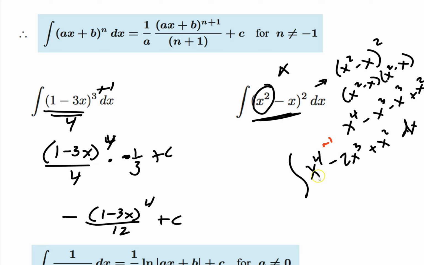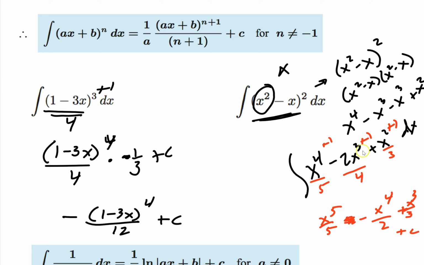Add 1 to the power, divide by new power. And you get x to the 5th over 5 minus, that reduces, x to the 4th over 2 plus x cubed over 3 plus c. Don't forget the constant, right?